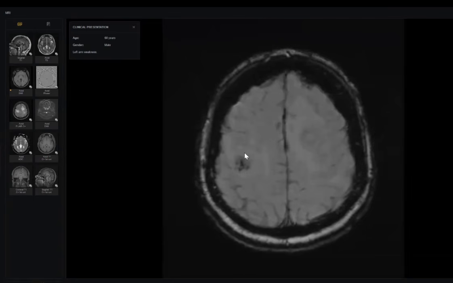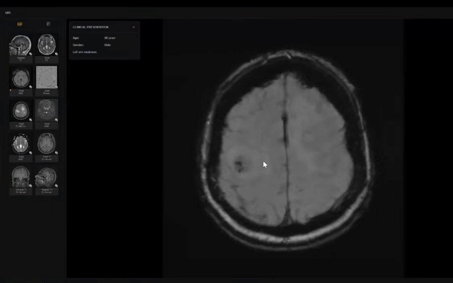Hemorrhagic mets. Okay, or give me another differential. Okay, most probably because it is multiple, it may be hemorrhagic mets. But what else? So these can be melanoma mets as well.